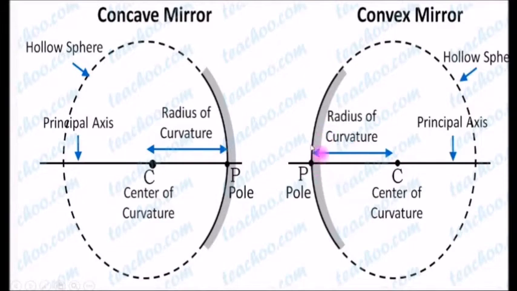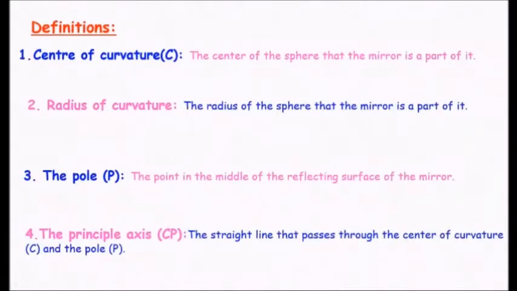The pole is the point at the middle of the reflecting surface. Let's see the fourth definition. I'm sorry, the center of curvature, its symbol is C. The pole, the symbol is P.